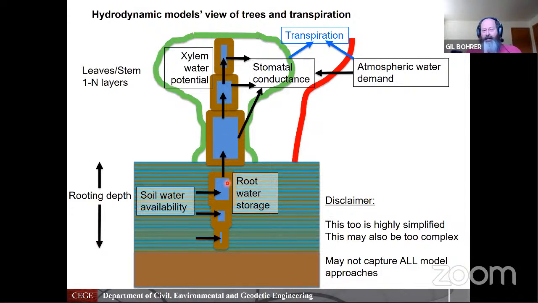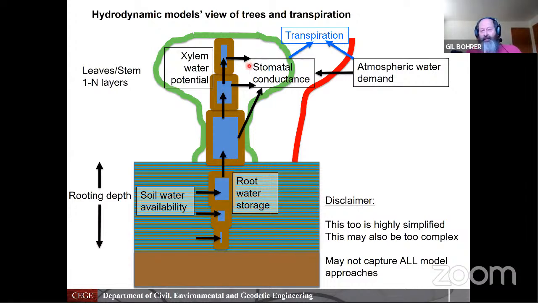Further on, we can extend that xylem into the soil. Some models do it, some do not. And then the soil water acts as a boundary condition to the root, and then water moves up the root-stem system, the xylem system, and then the water potential in the xylem is controlling stomata.